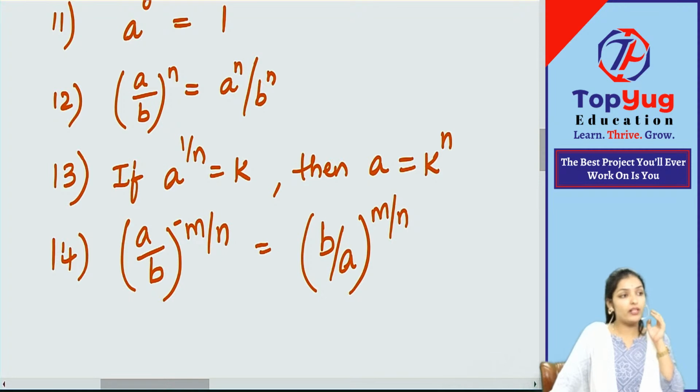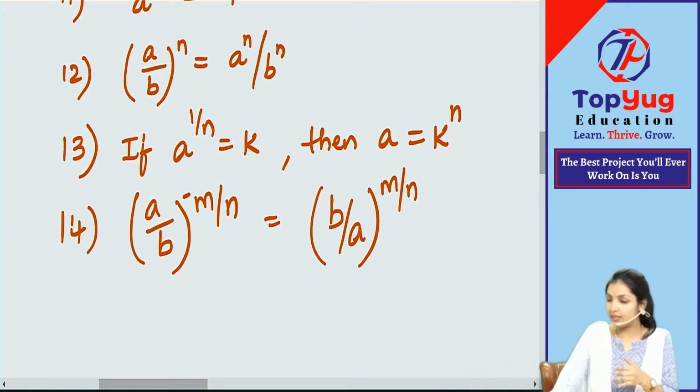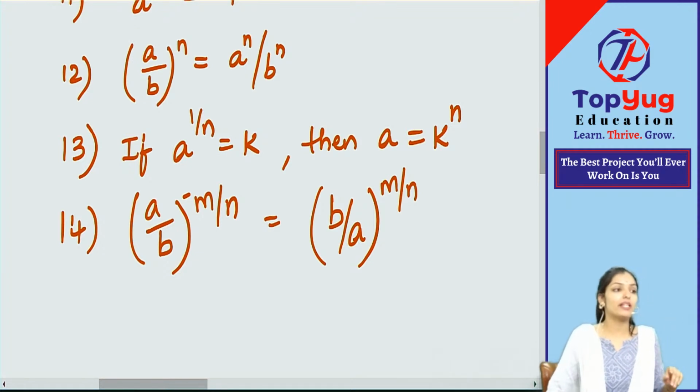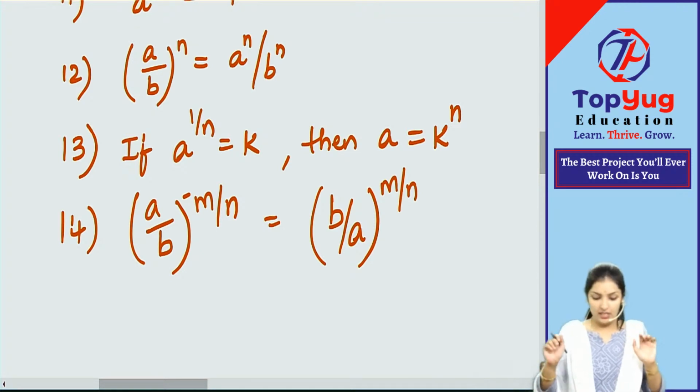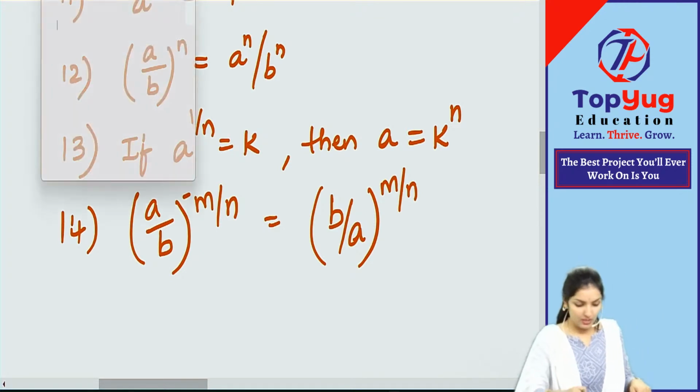So a to the power 1 by n is equal to k. Therefore, I can write a is equal to k to the power n. This obviously it has theorems and all which we need not prove over here. So you just remember a to the power 1 by n is equal to k. Therefore, a is equal to k to the power n. One more thing I'll tell you over here, ma.